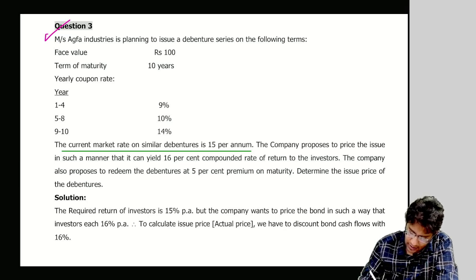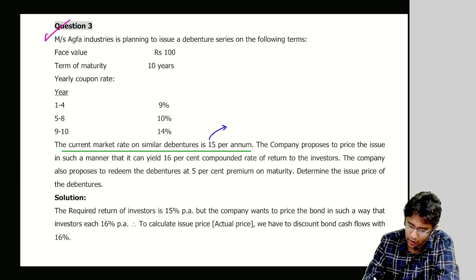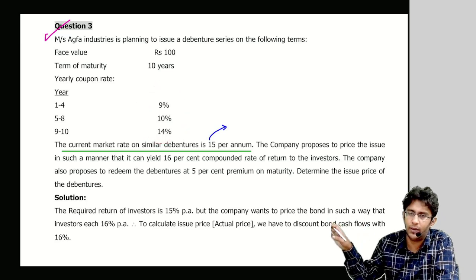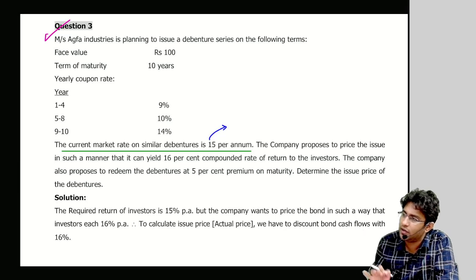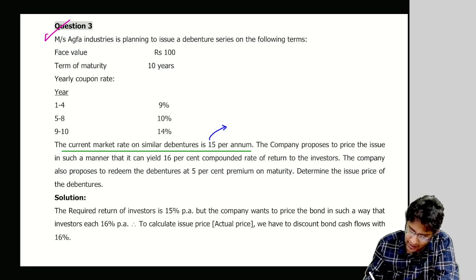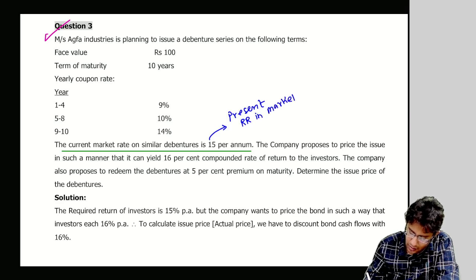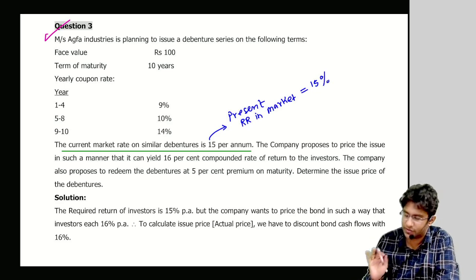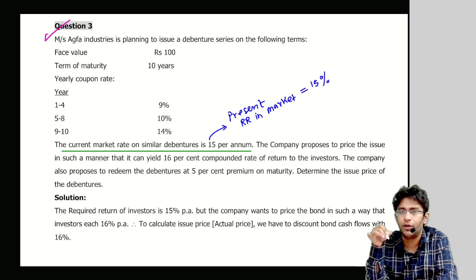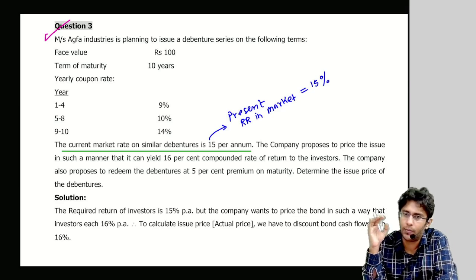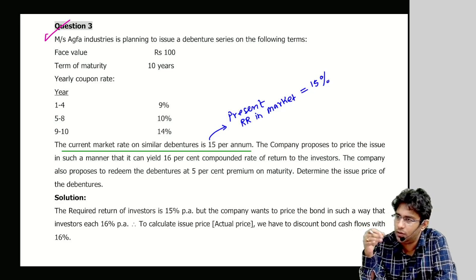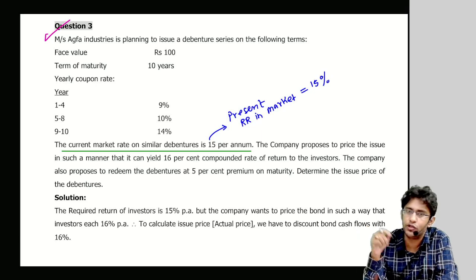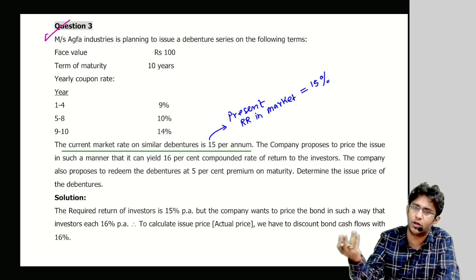The meaning is, sir, you are planning like this, but ordinarily people issue bonds at the rate of 15%. Indirectly it is hinting that this is the present required return in the market. Present required return in the market is how much? 15%. Sir, if you discount with 15%, what will happen? If you discount all the bond cash flows with 15%, you will get the fair value of the bond. If you issue the bond at that price only, that will become the actual price of the bond also.